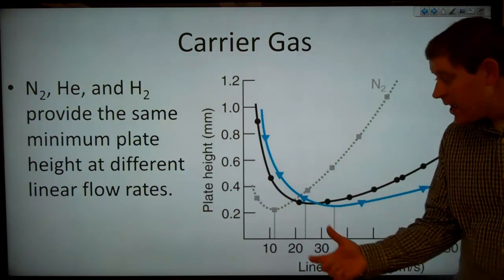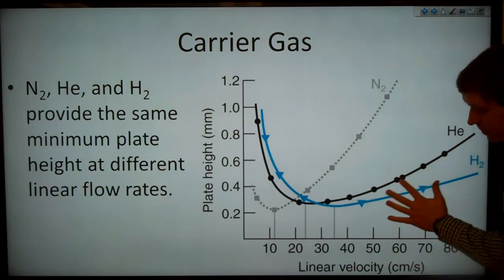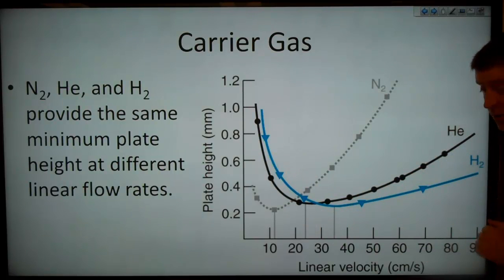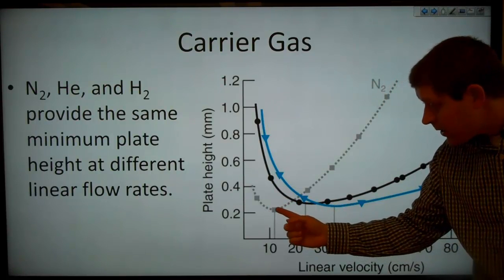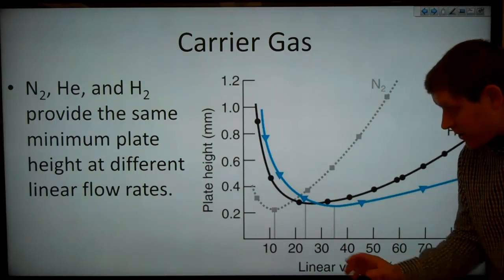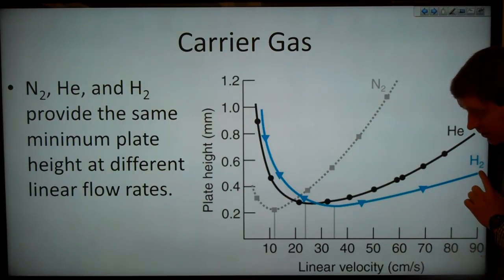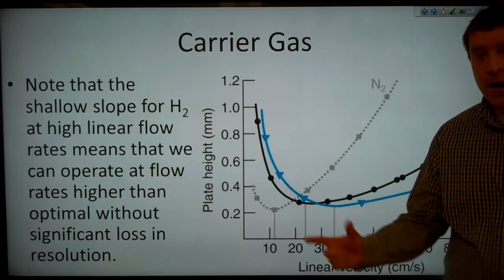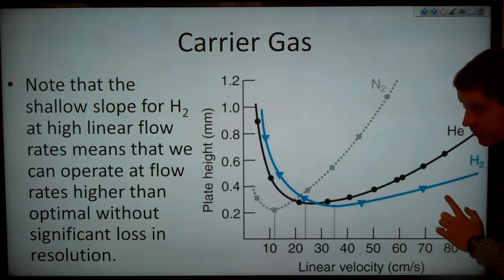That is, if we look at the Van Deemter plots, we see here we've got a curve for nitrogen, here in black we've got the curve for helium, and in blue we've got the curve for hydrogen. And you can see that they're all reaching the same minimum plate height at different flow rates. So we've got our plate height there and linear flow rate or linear velocity along the bottom. And this means that if we're using hydrogen, we can operate at a much faster flow rate than if we're using nitrogen.